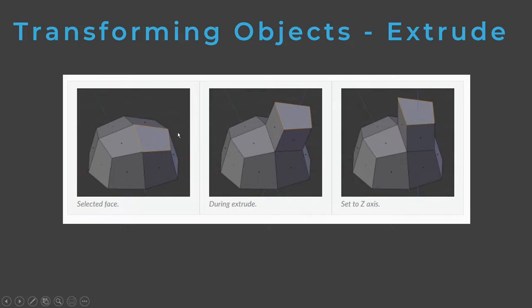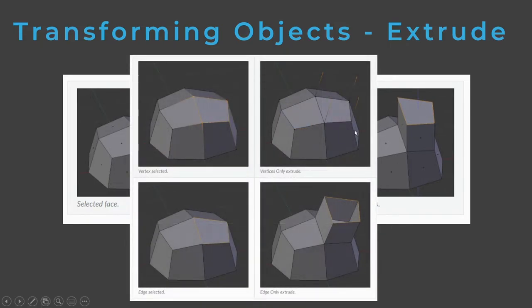Here you can see that while we extrude one single face, we create four more faces around it. Basically, we multiply the vertices of the selected geometry and we connect the existing geometry to the new ones. And of course, while we mostly will extrude faces in this tutorial, you could also extrude vertices and edges as well.